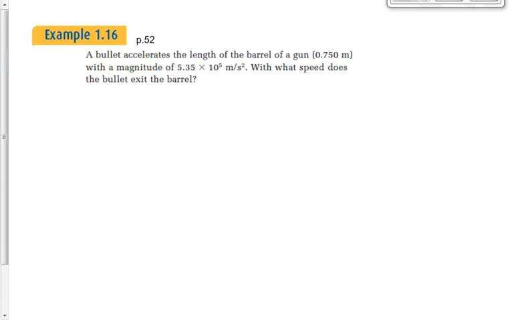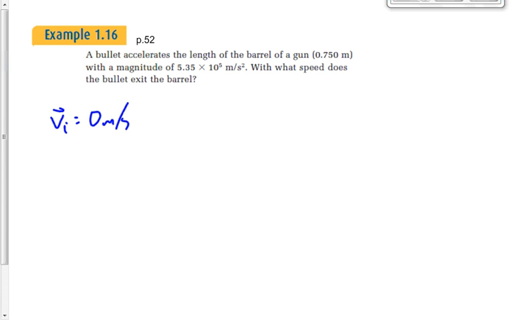So it says a bullet accelerates through the length of a barrel of a gun, 0.750 meters, with a magnitude of 5.35 times 10 to the 5. What speed does the bullet exit the barrel? It's a group B problem. It doesn't say here that VI is equal to 0, but John, I think it's reasonable to assume that it does here, right? In a gun, how fast is the bullet moving before it's fired? 0. It doesn't have to tell us that.